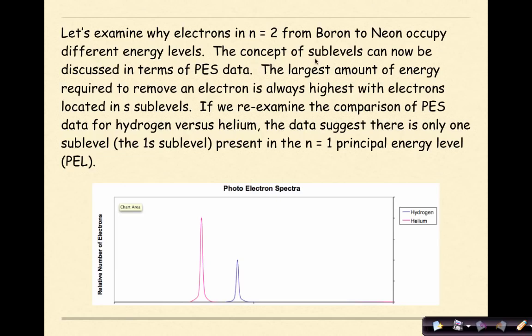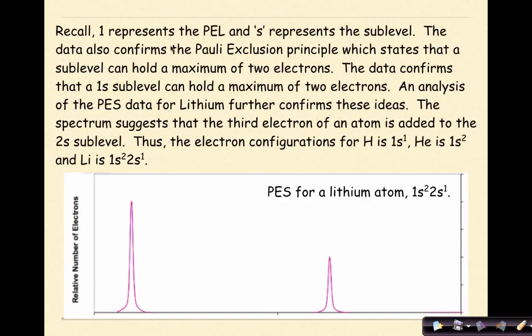The concept of sublevels can now be discussed in terms of PES data. The largest amount of energy required to remove an electron is always highest with electrons located in the s sublevels. If we re-examine the comparison of PES data for hydrogen versus helium, the data suggests there is only one sublevel, the 1s sublevel, present in the first principal energy level. Recall, 1 represents the principal energy level and s represents the sublevel. The data also confirms the Pauli exclusion principle, which states that a sublevel can hold a maximum of 2 electrons.